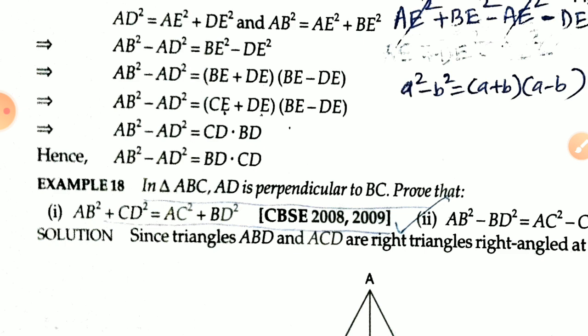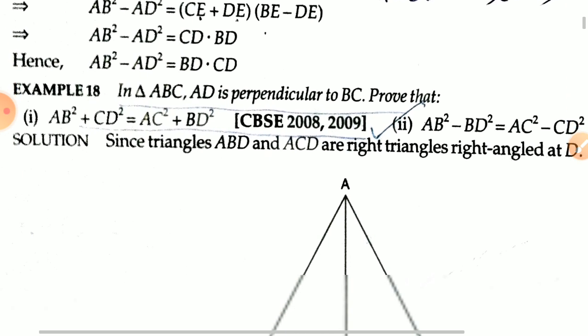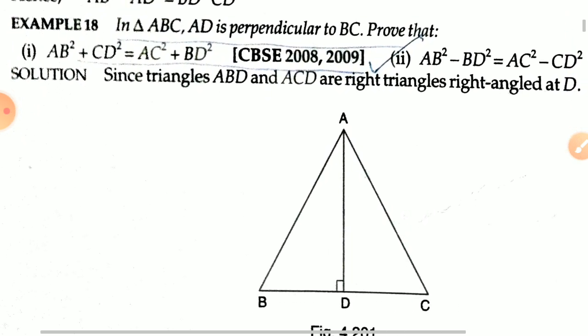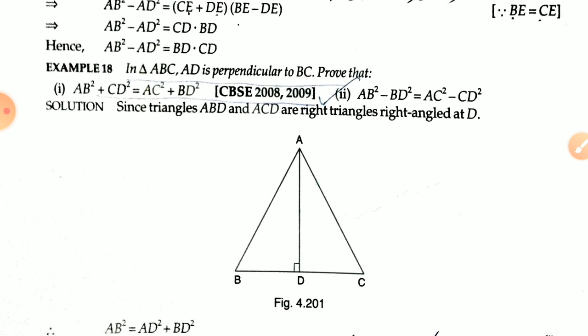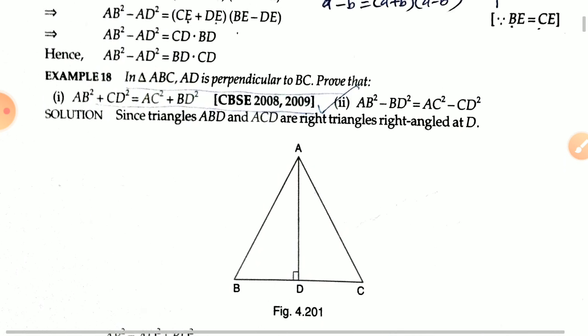Now we have to solve our next example, in which it is given that in a triangle ABC, AD is perpendicular to BC. Then prove that first, AB square plus CD square is equal to AC square plus BD square. That is the CBSE question. And now the second question is that AB square minus BD square is equal to AC square minus CD square.